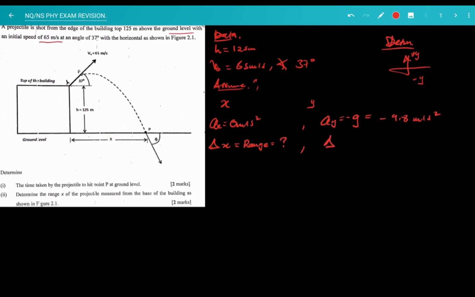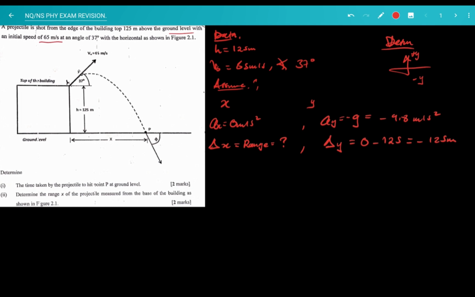Then the change in the y-axis, the difference in height. So initial minus final. The initial is 0, because at the ground level you literally have 0 value, minus the final, which is the height of 125, so minus 125. This should give us minus 125 meters.